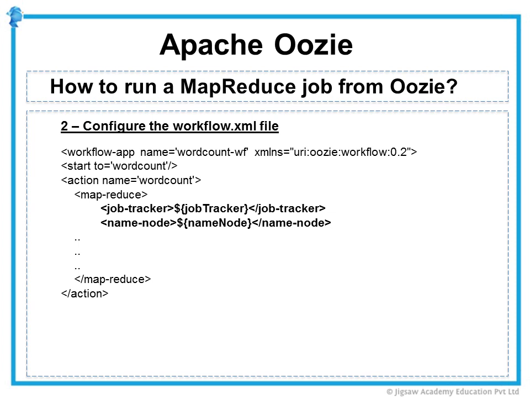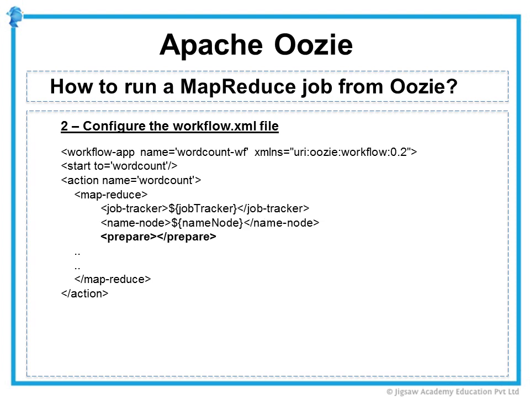So now you can relate how the job.properties and the workflow XML file are working in conjunction. Then using the prepare element, you can specify a list of operations needed to be performed before beginning the action. You can specify operations such as deleting an existing output directory using the delete element, or maybe even creating a new one using the mkdir element. This prepare element is optional for a MapReduce action, so we're not going to specify anything here.